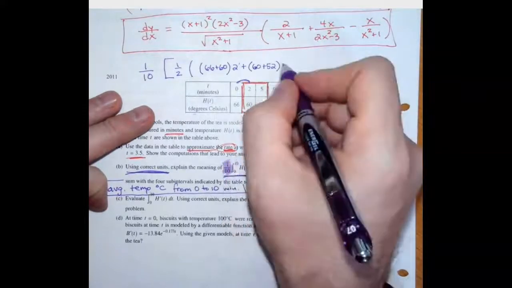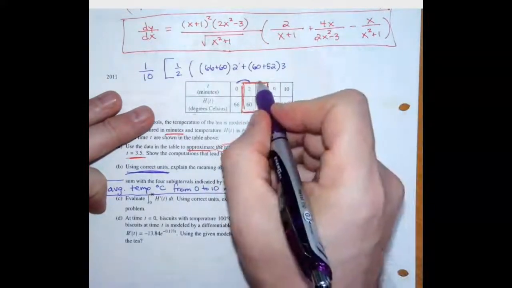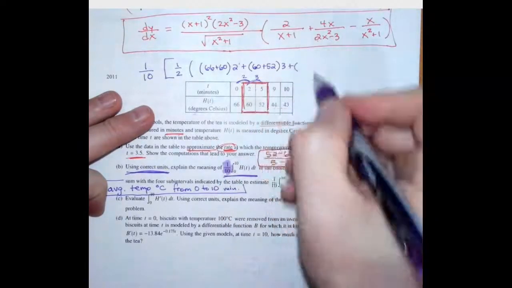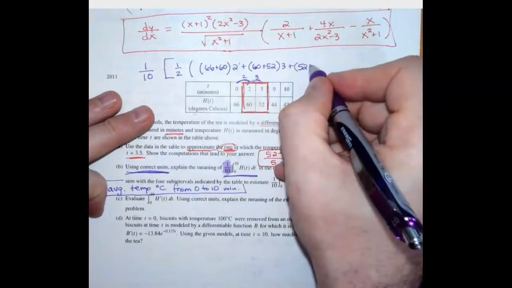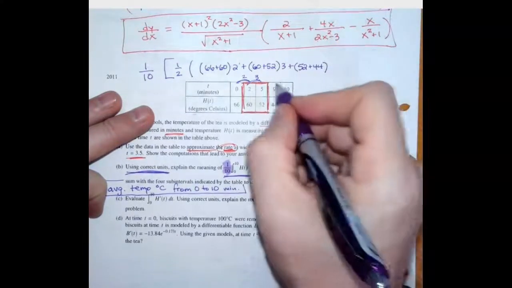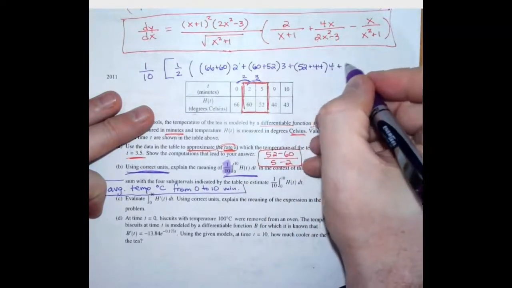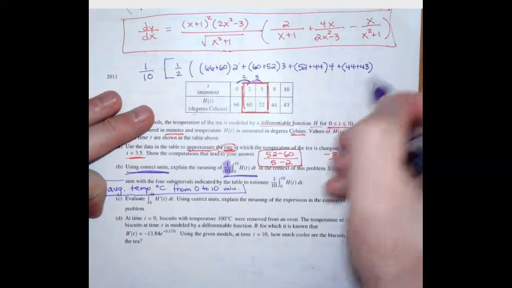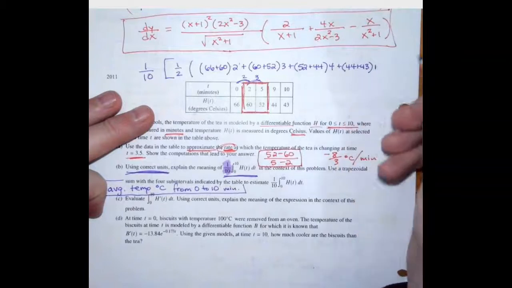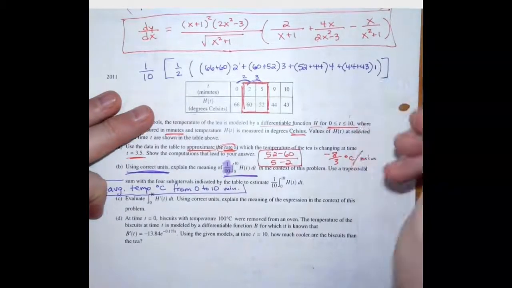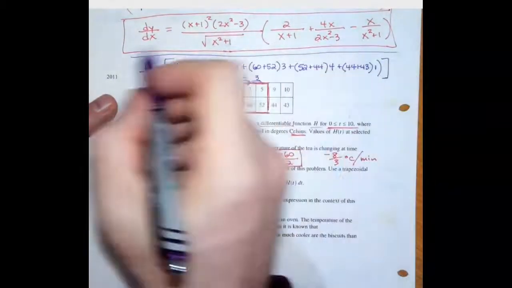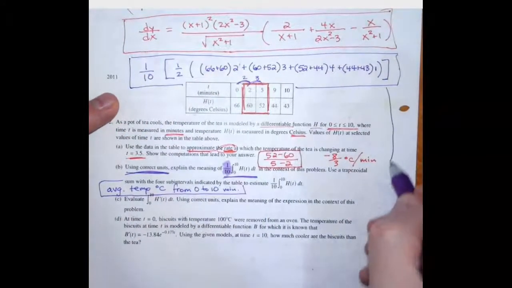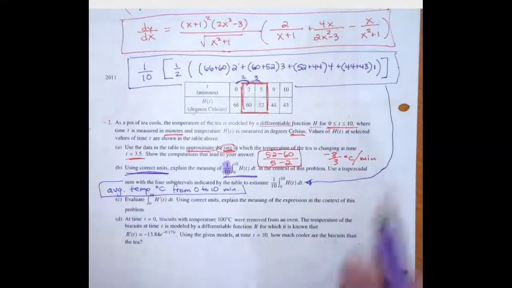So this gap is 3. That was 2, that's 3. Then the next one is 52 and 44, and that gap is 4. And then the last one is 44 and 43, and that gap is 1. And that would be our answer for this, and we would leave it like that.